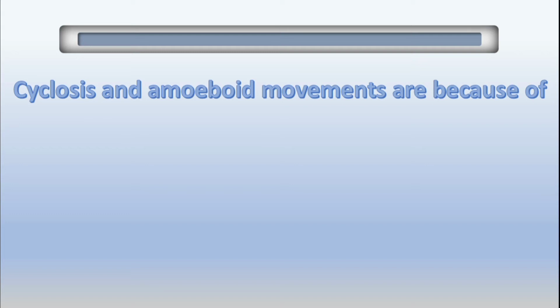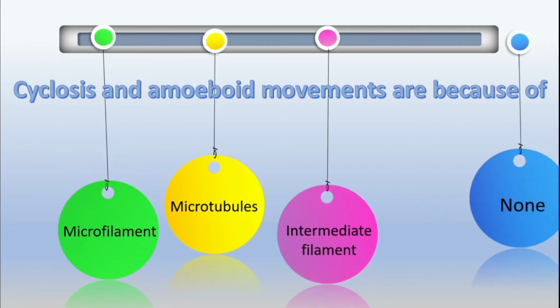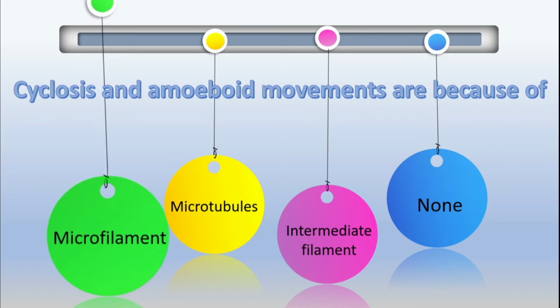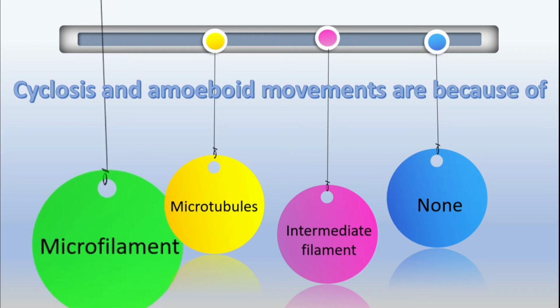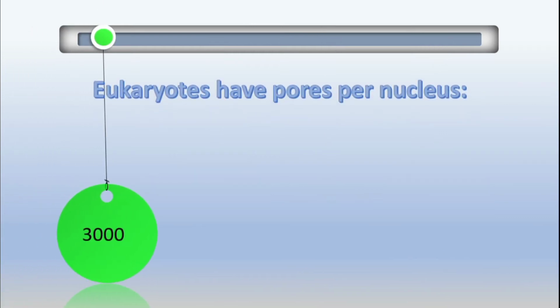Next question is, cyclosis and amoeboid movements are because of microfilaments, microtubules, intermediate filaments or none of these. Now what is cyclosis or amoeboid movement? These are internal cell movements, internal organelle movements etc., and they are controlled by microfilaments. Microtubules help in the assembly and disassembly of the spindles during mitosis.